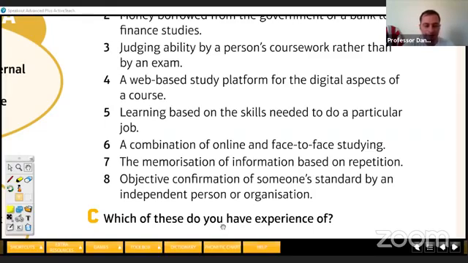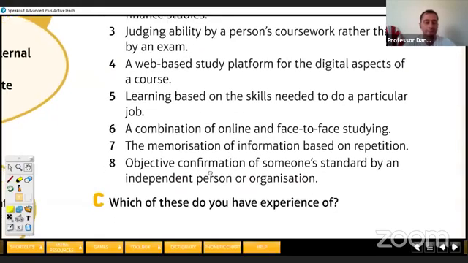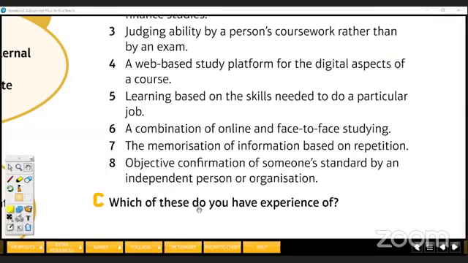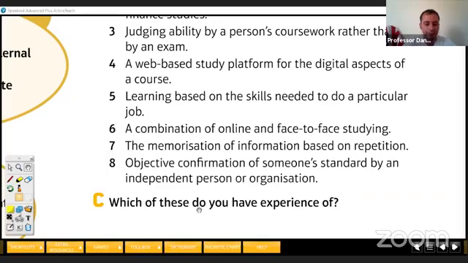Number seven: the memorization of information based on repetition. Rote learning, guys. R-O-T-E, rote learning, the memorization of information based on repetition. Number eight: objective confirmation of someone's standard by an independent person or organization. External accreditation, that's right.